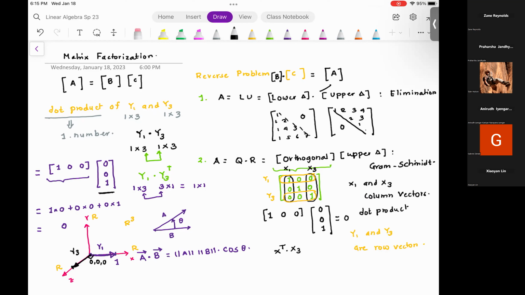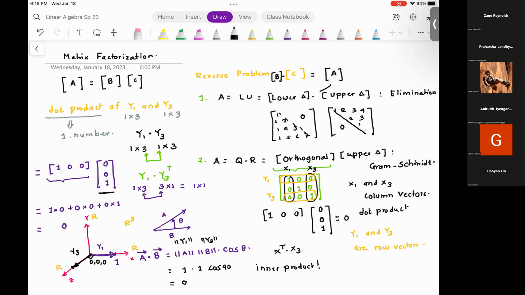So if I were to find the dot product of these two vectors, the magnitude of vector y1 is 1, the magnitude of vector y3 is 1, and the cosine of 90 degrees gives me a 0. So basically, a vector multiplication is the same as a dot product. This is also called, and this is very important, the inner product.